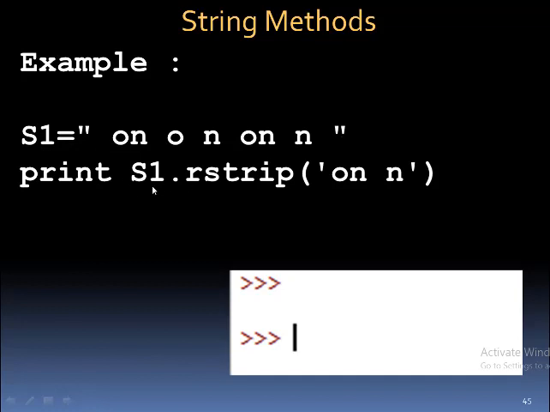Now here, if you have s1 is equal to space ON, this is the string, and you write s1.rstrip ON. So any combination of this, if it is present on the right hand side. So space, N, O, it is here. In fact, the whole string is here from the right hand side. So all the characters will be removed, and you will get an empty string as output.